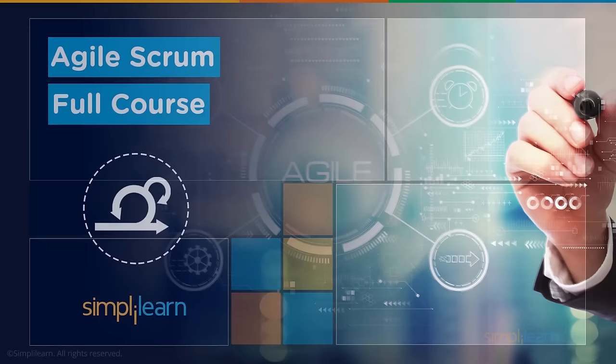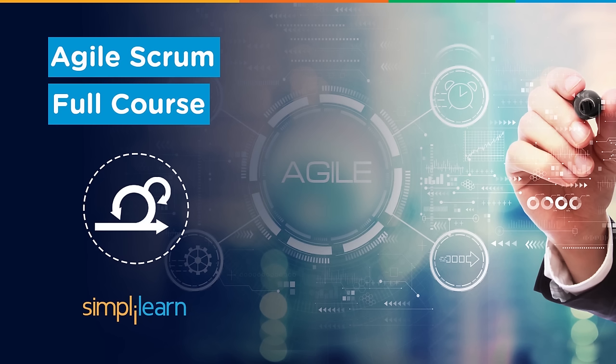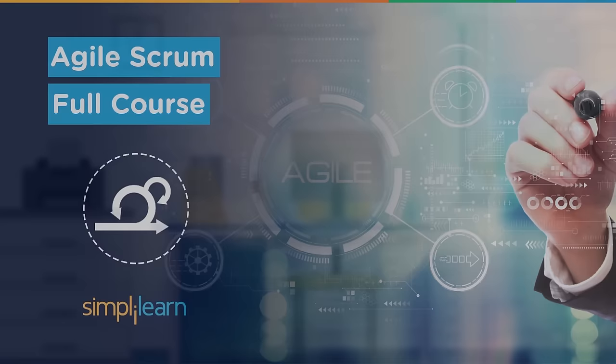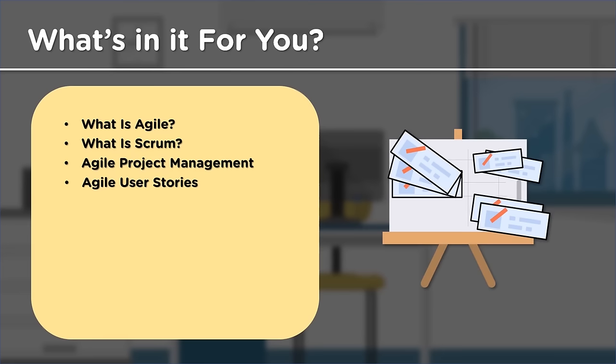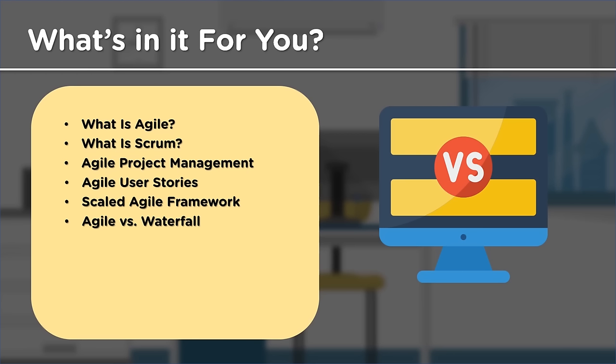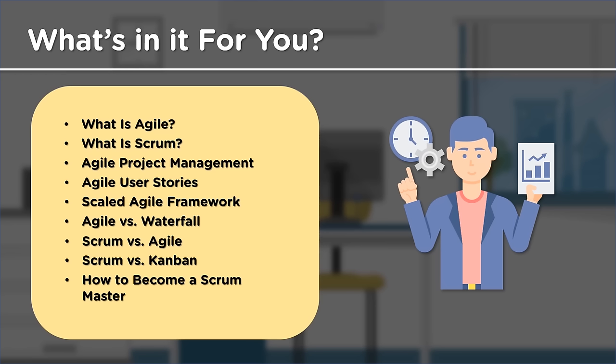In this session, we will tell you everything you need to know to become well versed in the concepts of Scrum and Agile in less than 4 hours. Our instructors Chandra, Rahul and Ishan will be covering topics like Agile, Scrum, Agile Project Management, Agile User Stories, Scaled Agile Framework, how Agile, Waterfall, Scrum and Kanban are different from one another and many more. We will also be guiding you on how you can become a Scrum Master. We will be learning all of this in under 4 hours. So without any further ado, let's get started.